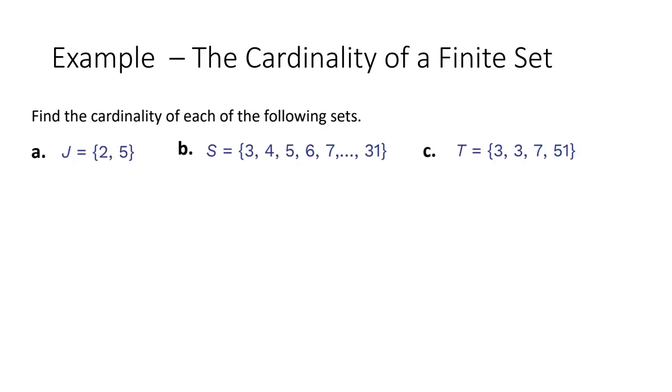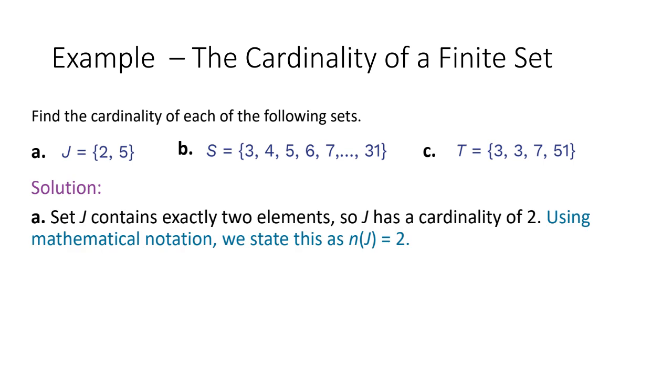Find the cardinality of each of the following sets. So for A, how many elements do we see? Well, there's 2. So you could write down n(A) equals 2. The next one is a little bit more tricky.